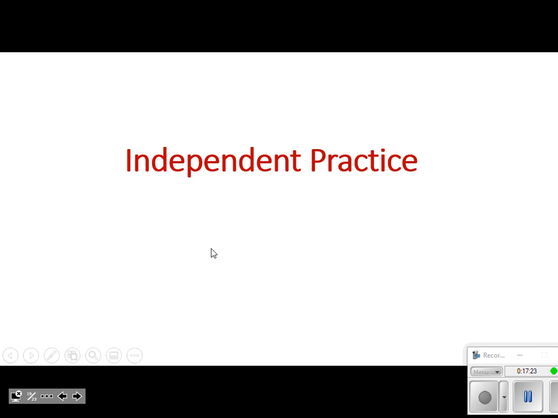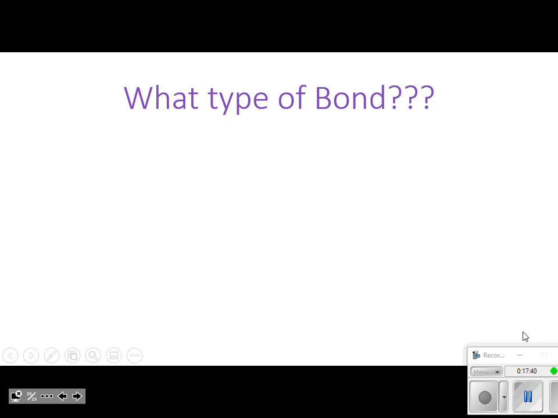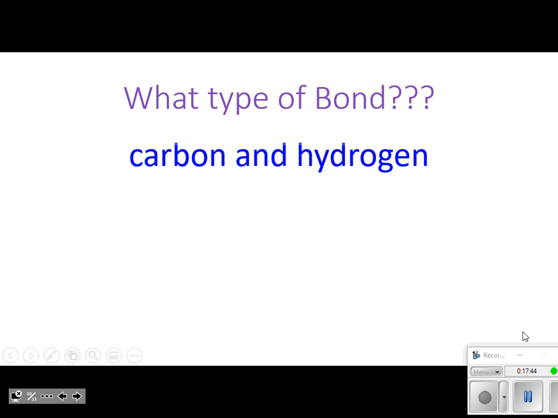Now let's go through and do some independent practice. So get yourself some scrap paper, some place where you can just write down some stuff and do some of these. Because you're going to tell me what type of bond we have. So as I look and I click, what type of bond between carbon and hydrogen?